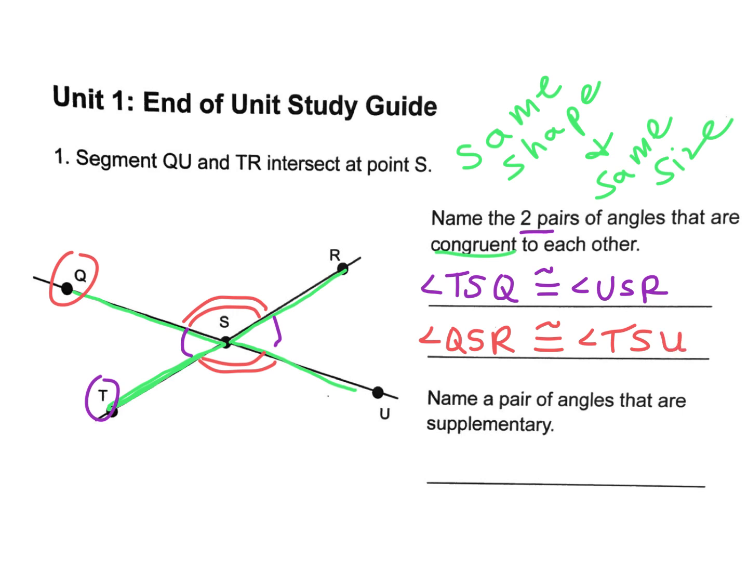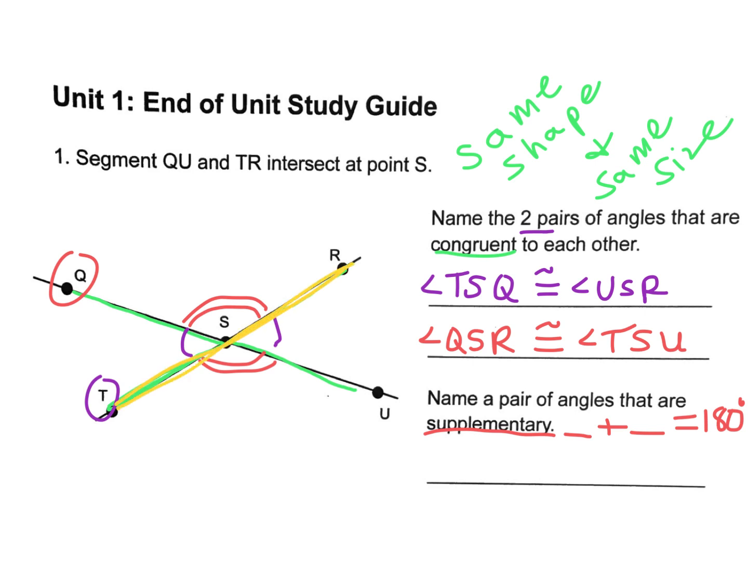Okay, and then next we have to name a pair of angles that are supplementary. Supplementary, we talked about that. That's when we had two angles together and they make a straight line, which is 180 degrees. So if I look back at my picture, I can see a straight line right here.